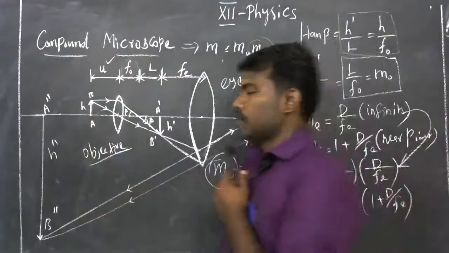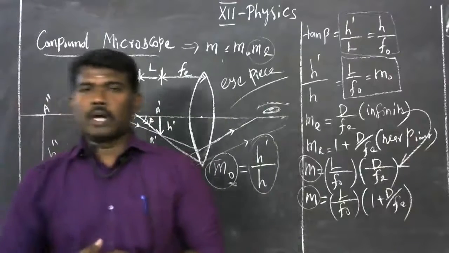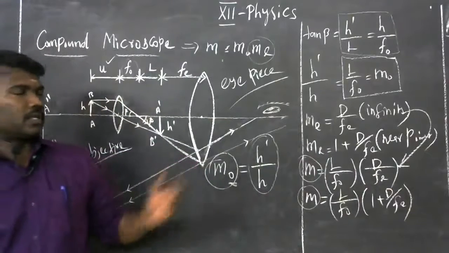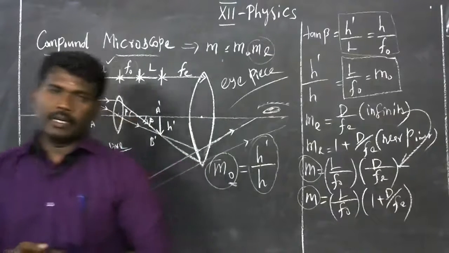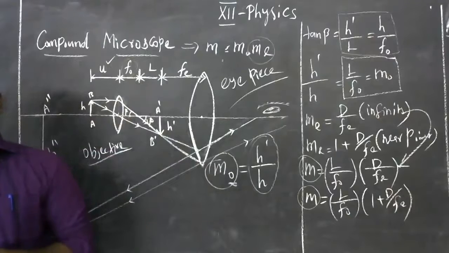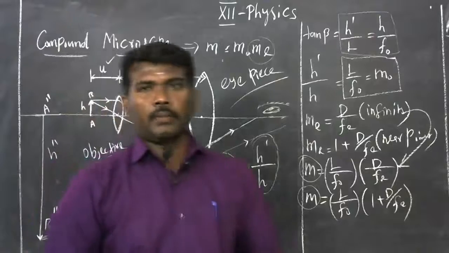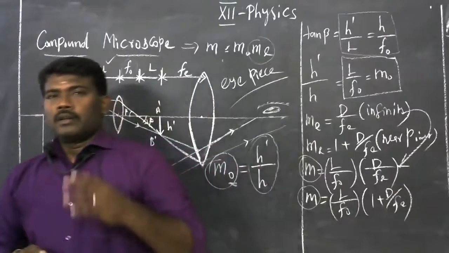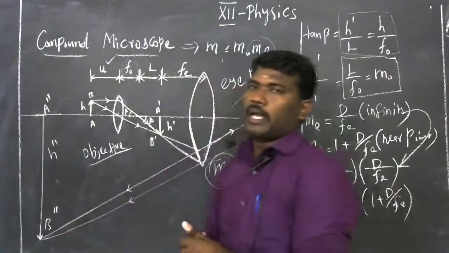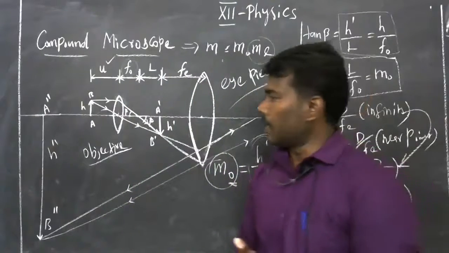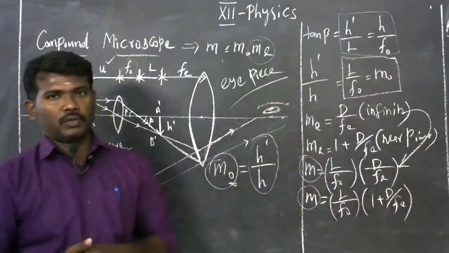In this compound microscope, we are using two convex lenses. One is closer to the object, called the objective, and the other is closer to the eye, called the eyepiece. The objective produces a real, inverted, magnified image, and the eyepiece produces the erected image, A double dash and B double dash, a virtual erected image. So this concept is related to the compound microscope.